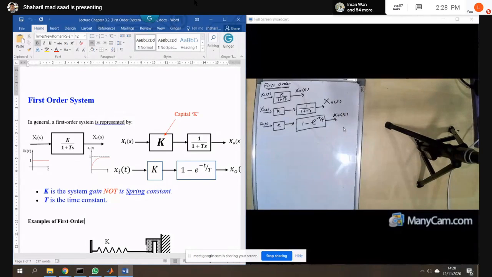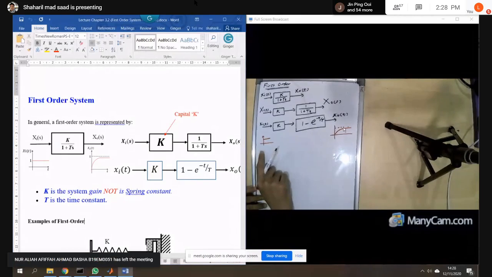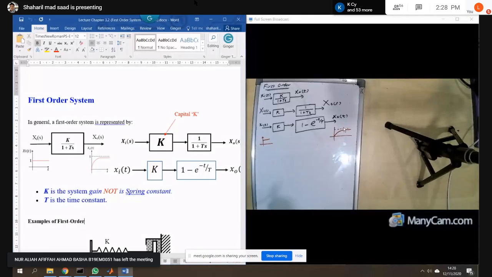And then the graph for the first order will be like this one. For example, when you put in the step input function, the input is a step, and then the output will follow the step input. Alright, so this is the general equation.